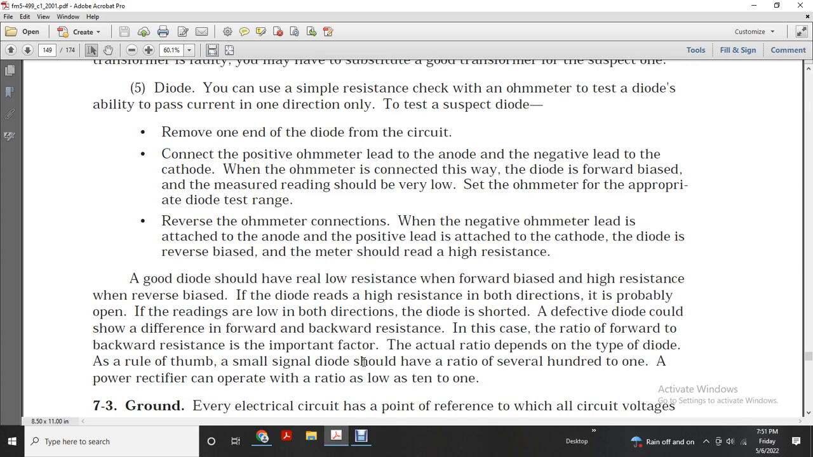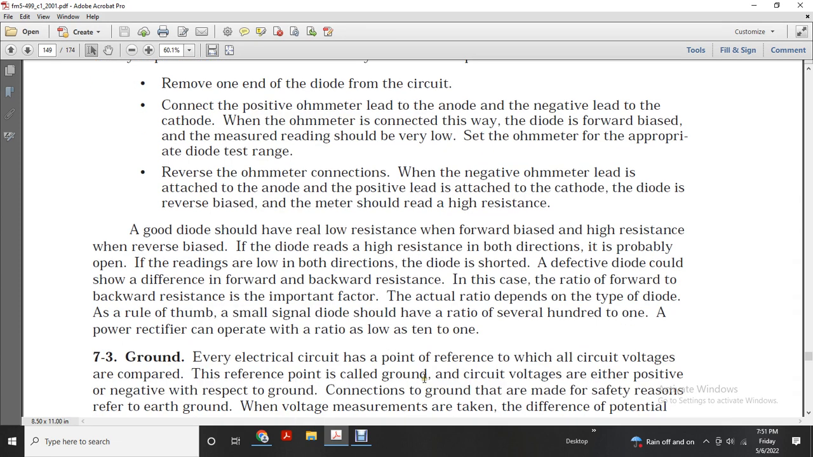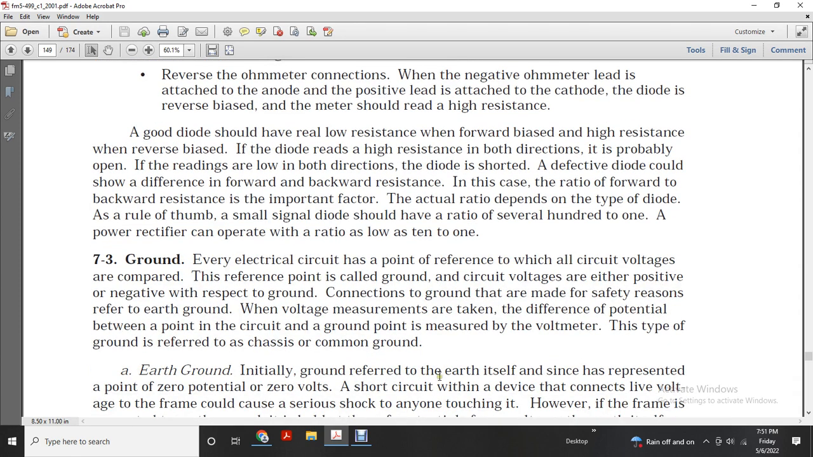In this case, the ratio of forward to backward resistance is the proper factor, and the actual ratio depends on the type of diode. As a rule of thumb, a small single diode should have a ratio of several hundred to 1. A power rectifier can operate with a ratio as low as 10 to 1.